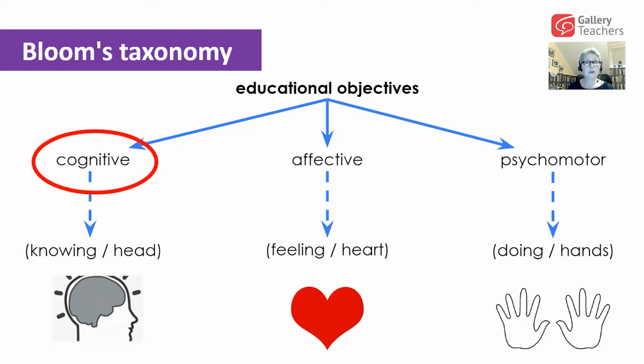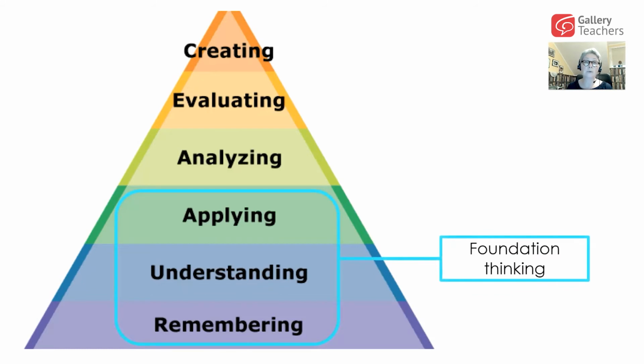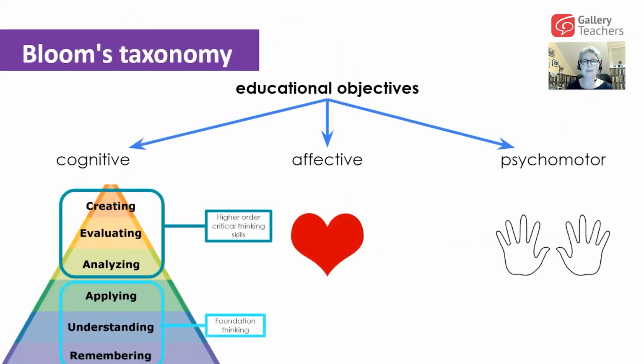So if we look at the triangle that I'm sure you're all familiar with, you will see that at the base of the triangle, we have what are called foundation thinking skills. And then higher up, we have higher order critical thinking skills. And of course, we must remember that they come under the cognitive domain. So we could, in fact, present Bloom's taxonomy in this way.